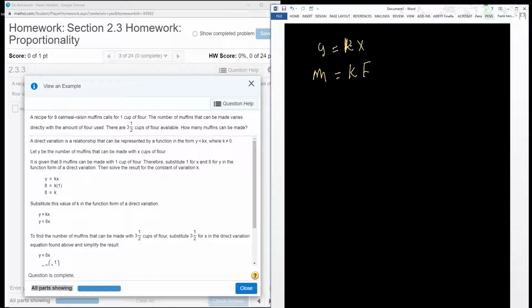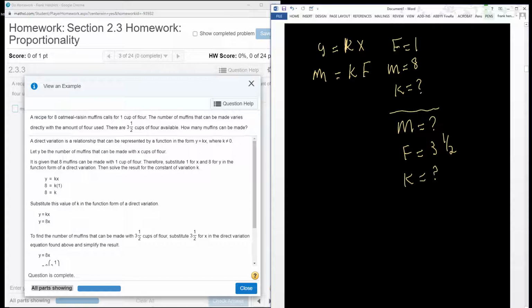Let's look at what we know from the beginning. The amount of flour is 1. The number of muffins is 8. We don't know what the constant of proportionality is. They want us to find the number of muffins that can be made when we have 3.5 cups of flour. But we still don't know what the constant of proportionality is.